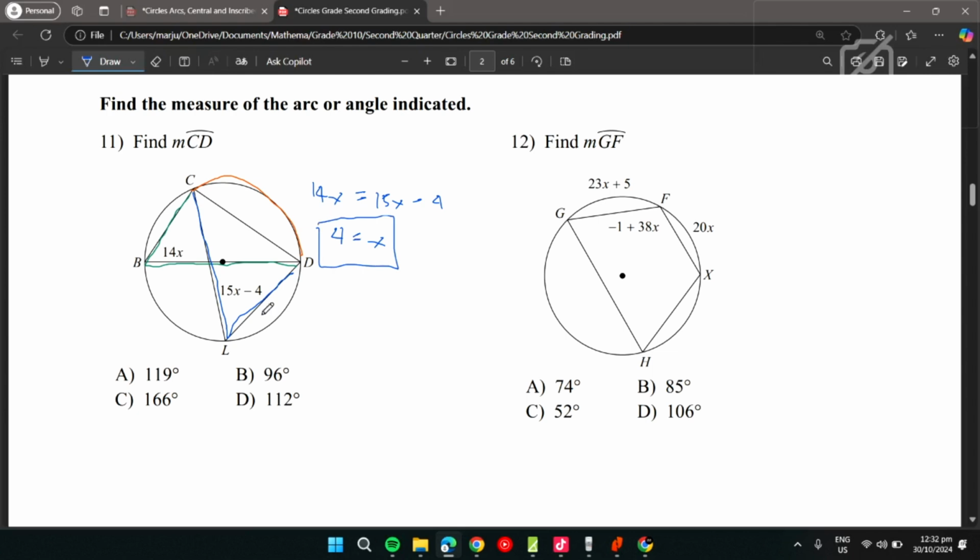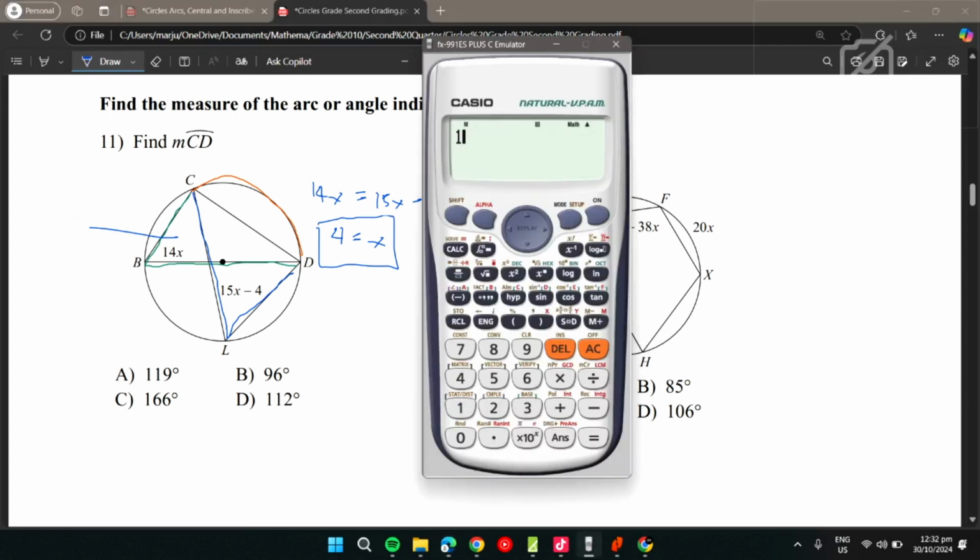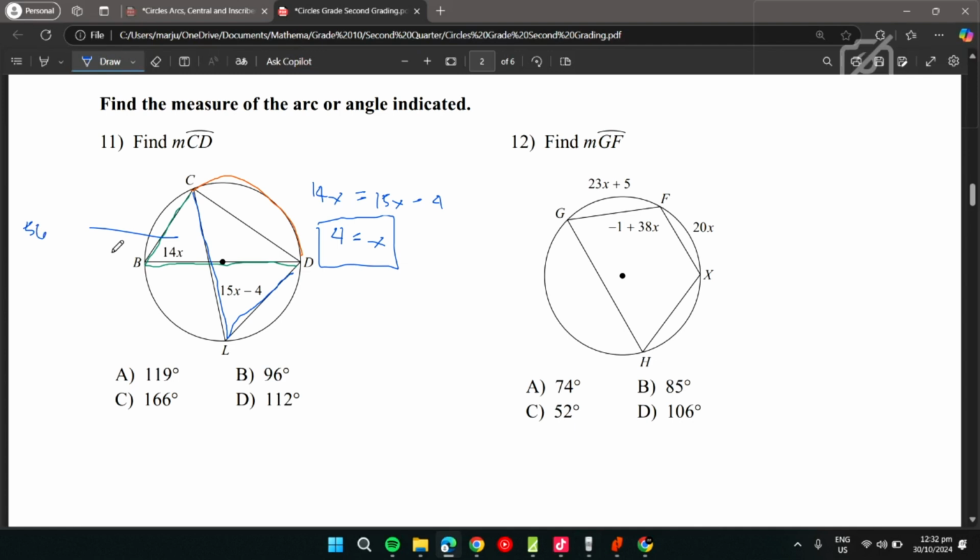So what is the measurement of each angle? That is just 14 times 4, which is 56. Since they are congruent, this is also 56. By theorem, the inscribed angle is 1/2 of the arc, so this arc is 56 times 2, which is 112 degrees. That is letter D.